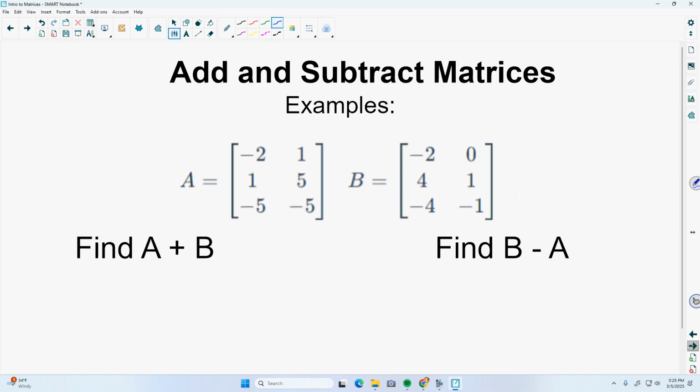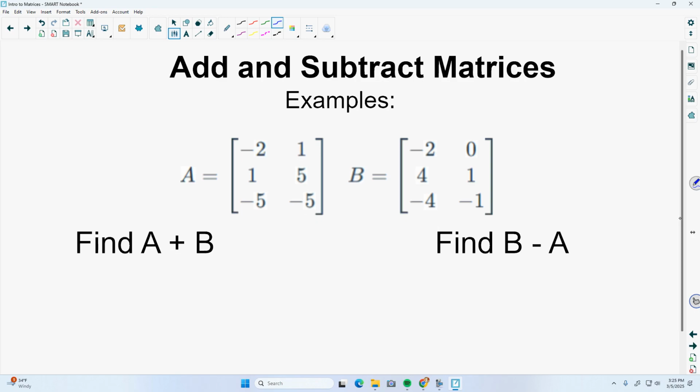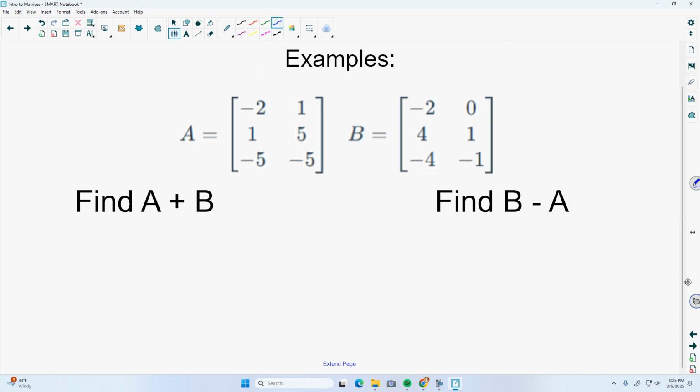Okay, we could add and subtract matrices. In order to add or subtract matrices, they have to have the same dimensions. So these are what, 3 by 2s? That's the only way we could add or subtract things, is if they have the same number of rows and columns. Okay? So here we're adding A plus B. So I started with a 3 by 2 for each of them. I'm going to end with a 3 by 2.